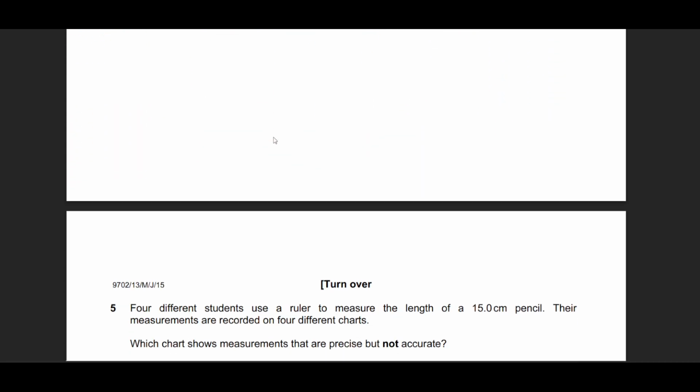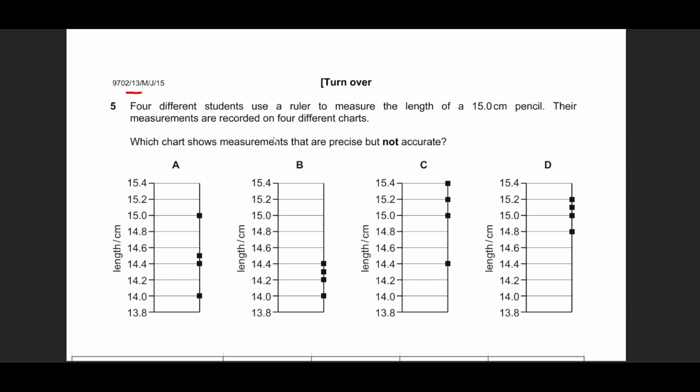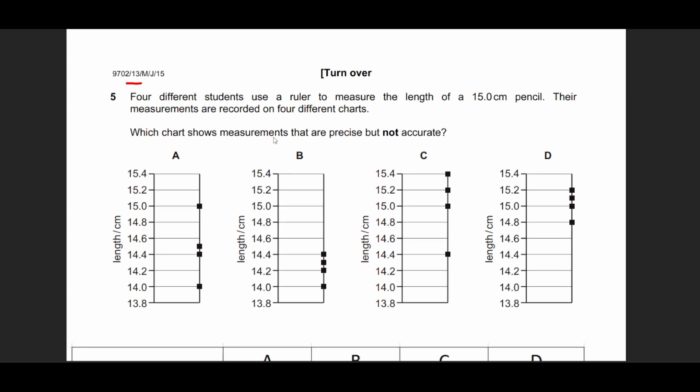The next question is May June 2015, paper P13, the third variant, which is a bit more conceptual. So four students do the experiment. Now notice what he has given you. He's given you the answer of 15.0, which means that this is going to be my true answer. 15.0 centimeters is the length of the pencil that I'm measuring. He says which experiments are precise but not accurate. They're supposed to be precise, but the accuracy can be way off, right?